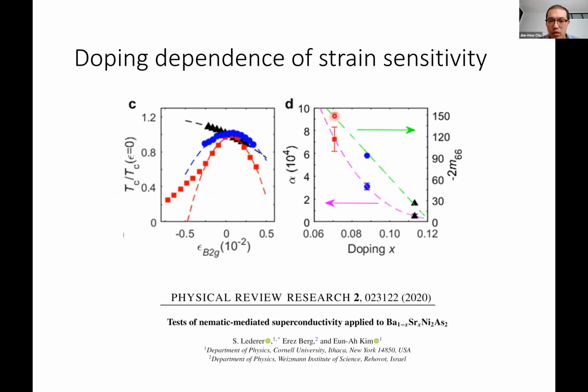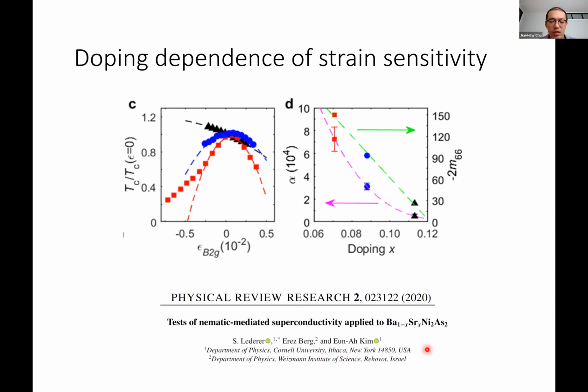And with these other three data points are the nematic susceptibility measured by the 2 and 6x. And then you can see that this strain sensitivity is much more sensitive, has a stronger doping dependence compared to the nematic susceptibility. And in fact, this kind of measurement has been discussed in a recent theory work by Sam Lederer, Erez Berg, and Eun-Ah Kim.